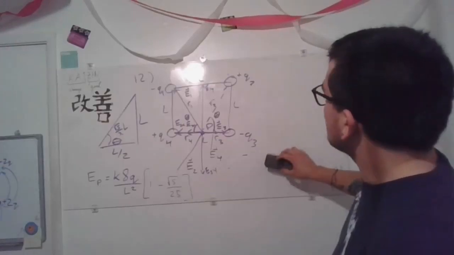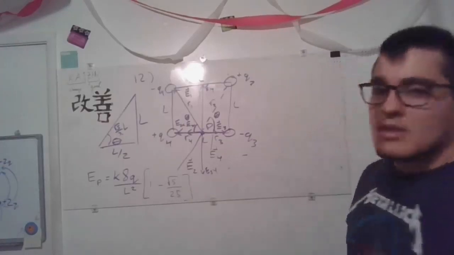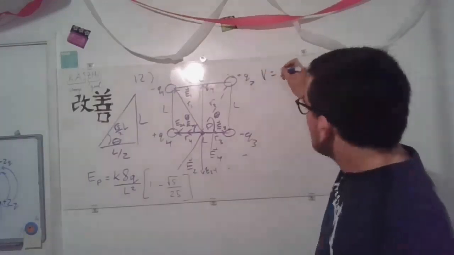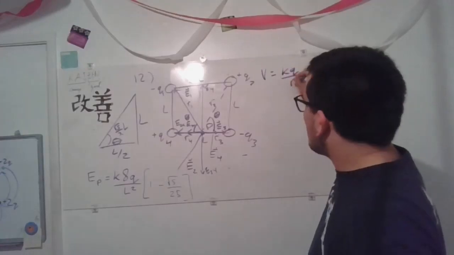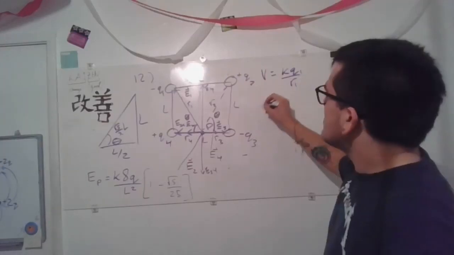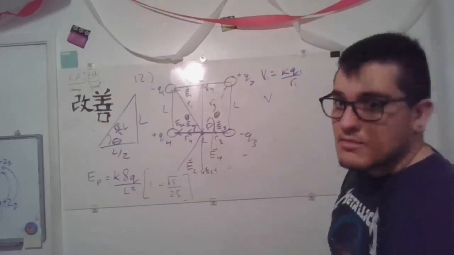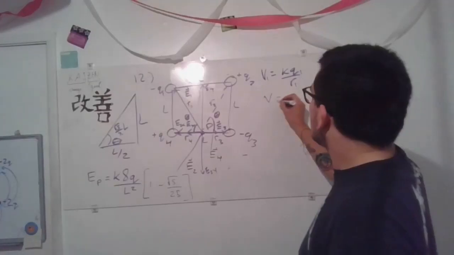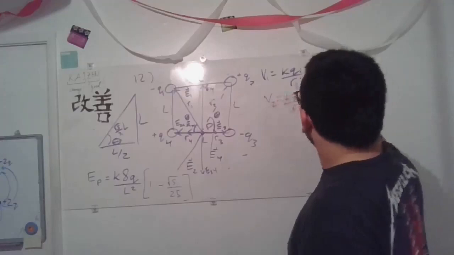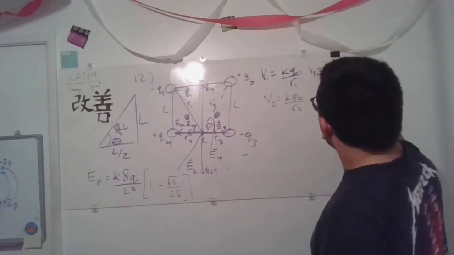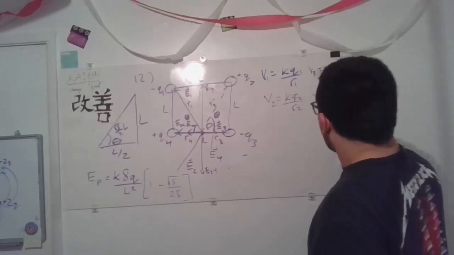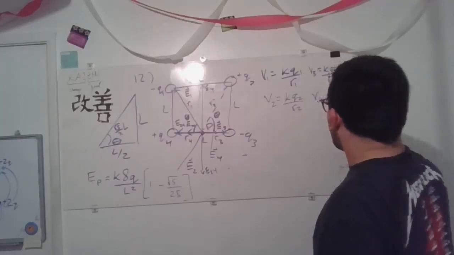I'll leave that up. This is pretty simple though, I think. You guys should all know how to do this by now. So V is just going to be kQ over R. It'll be kQ1 over R1, and that's V1, right? And then just do all the others: kQ2 over R2, kQ3 over R3, kQ4 over R4.